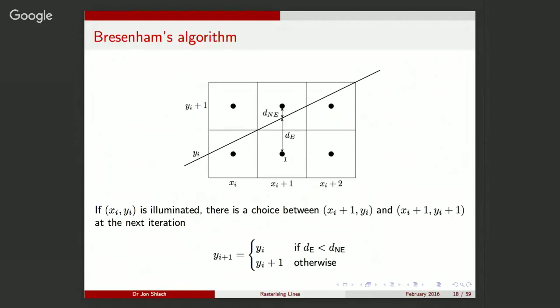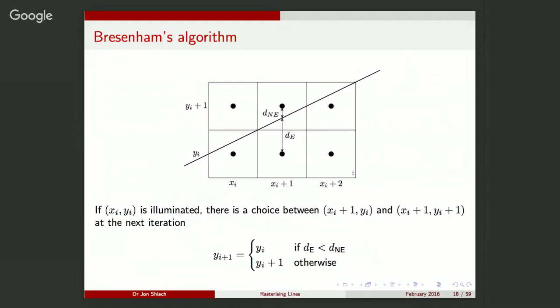Okay, if we step along one to the right, so we're at x, i plus one, we have a choice between two pixels. I've called them the east pixel and the northeast pixel for obvious reasons. So that's a pixel to the east. Above it is a pixel to the northeast. And we have the distance from the center of the east pixel to the idealized line, and I've called that DE. And we have also the distance from the center of the northeast pixel to the idealized line, and that's DNE. So you can see from that, DNE is smaller than DE. Because it's smaller, we're better off illuminating the pixel above to the northeast rather than the pixel to the east.